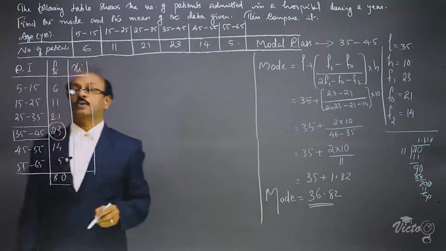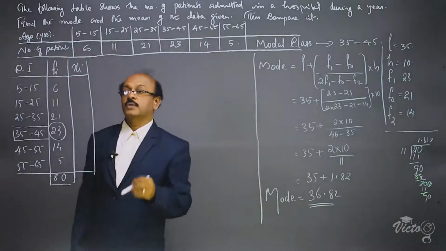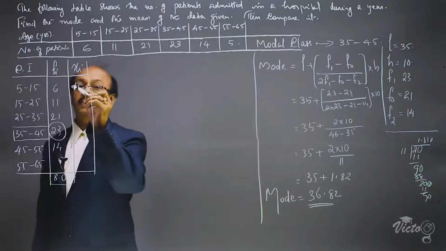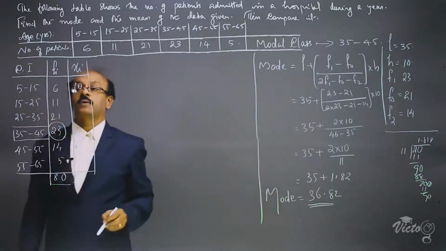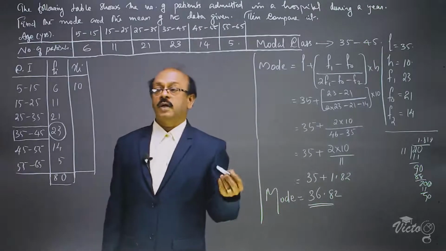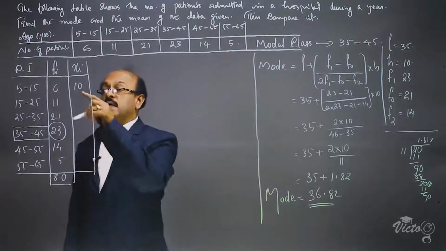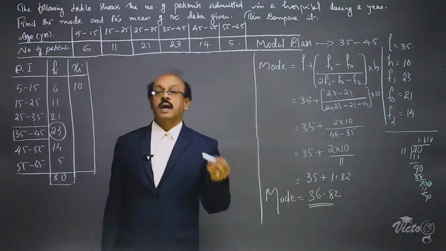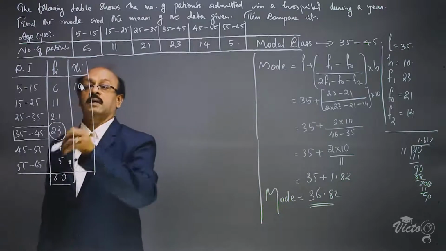15 plus 5 is equal to 20. 20 divided by 2 will give you 10. That is 15 plus 5, lower limit plus upper limit: 5 plus 15 is equal to 20, and 20 divided by 2 is equal to 10. Now the size of the class is 10, and we can add 10 to each xi.